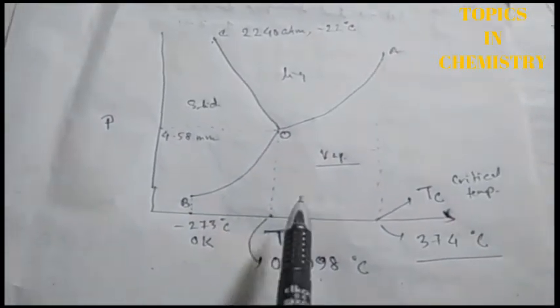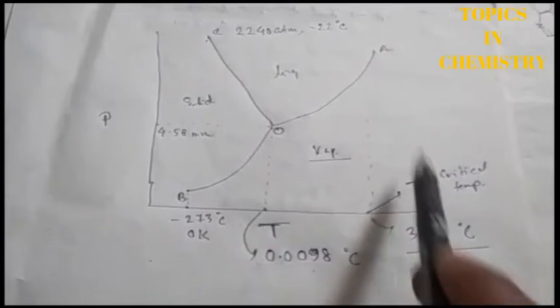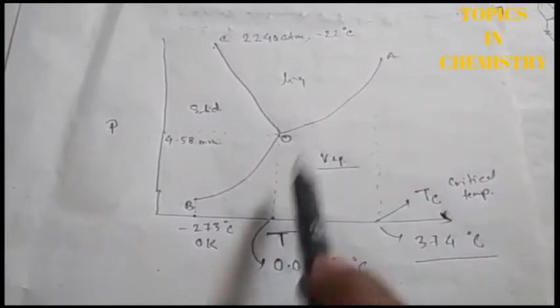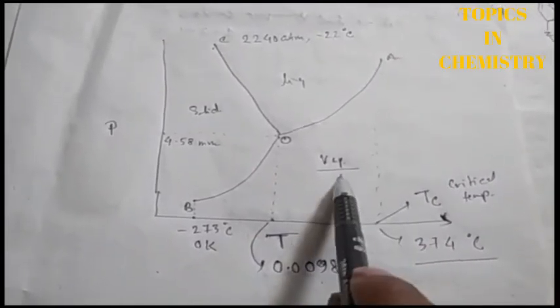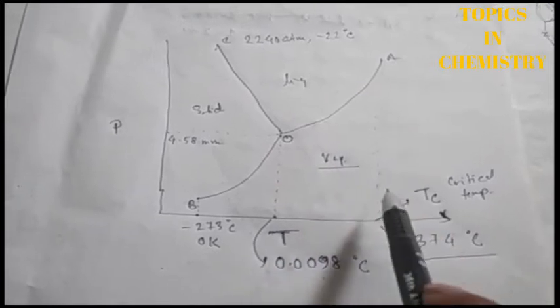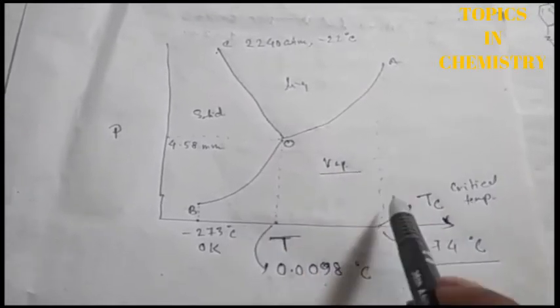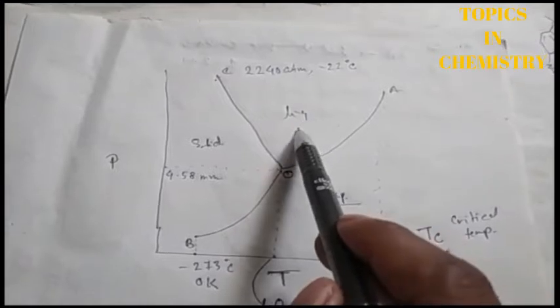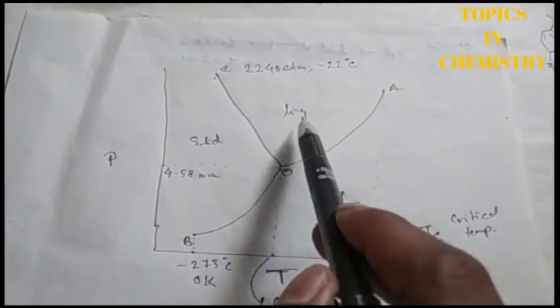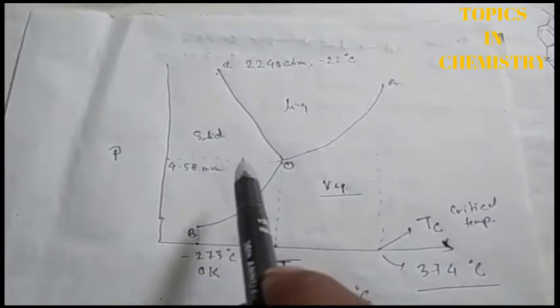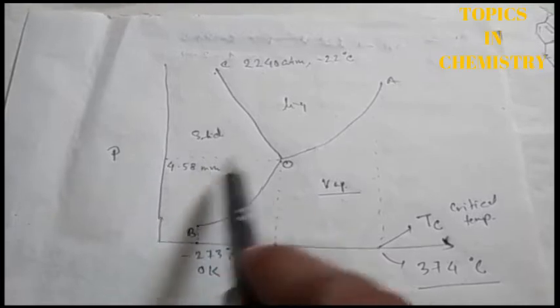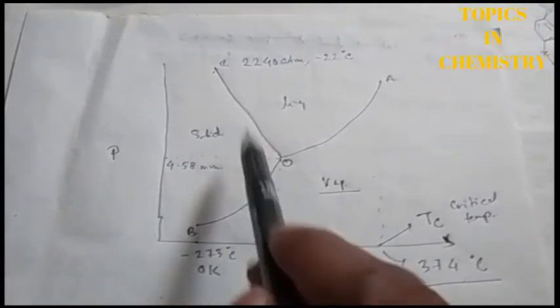And also see here, this is the high temperature zone. That means at the high temperature zone vapor exists. Here the temperature is high but the pressure is low, so that's why vapor exists. Here this is also a high temperature zone, but the pressure is very high, that's why liquid exists. And here is the low temperature and high pressure zone, so here mainly solid ice exists.